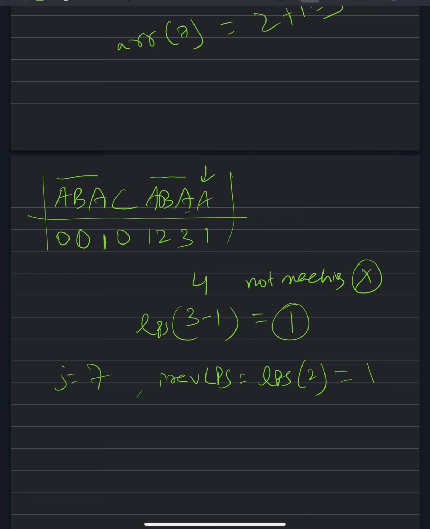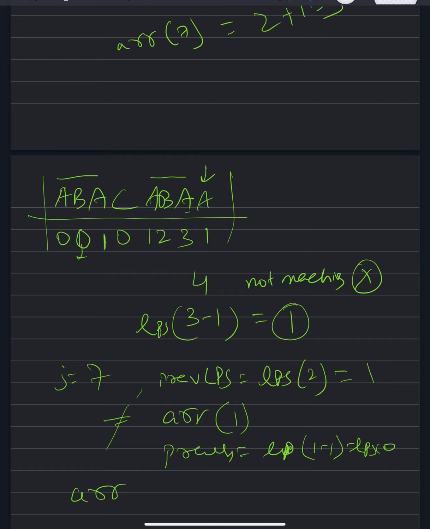So what is the second element? Second element is ARR 1, is previous LPS. We check and it is not equal to. Then we say, bro, it is not equal to. Then we check for 0, means previous LPS equal to LPS 1 minus 1, which is LPS 0, which is 0. And we see A equal to A. That's why for j equal to 7, it is 1. Okay, I hope this is clear now.